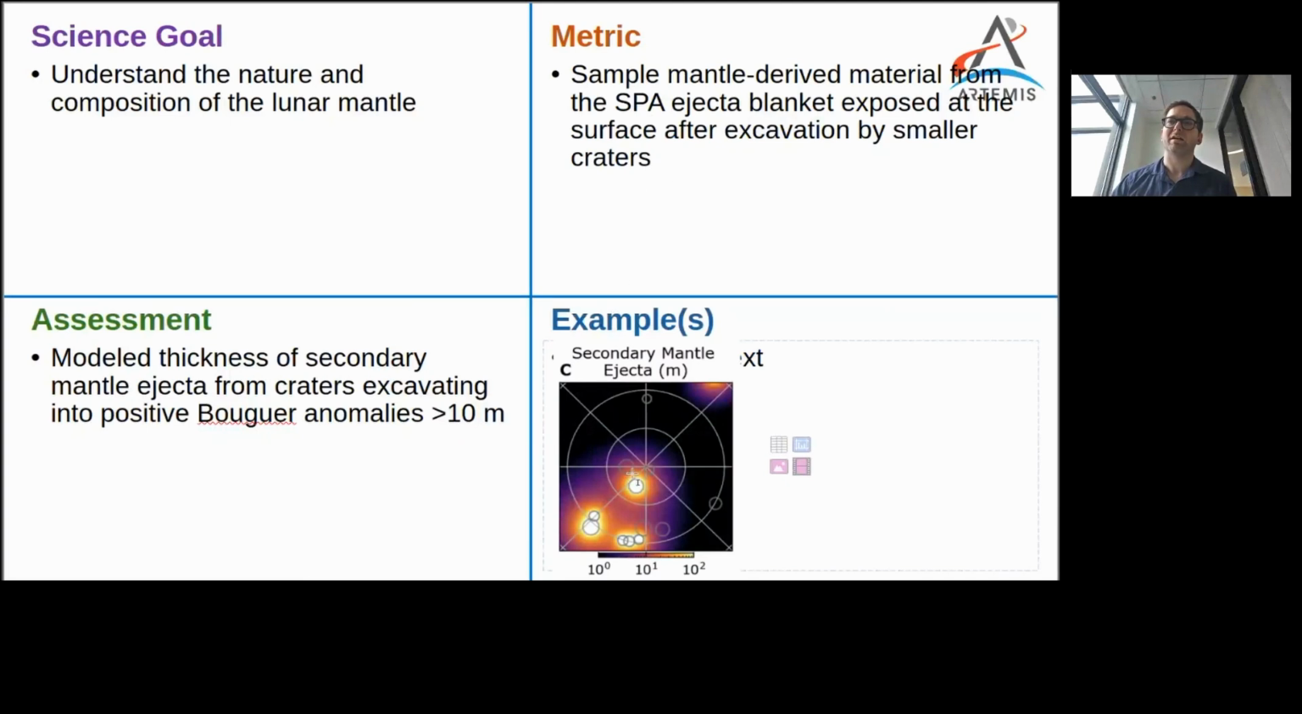So within that map of these regions where you expect this high density material, you can have craters that can excavate this material, and you'd want to sample the ejecta blankets of those craters to try to obtain this material that would have been excavated from these craters and that could contain this high density mantle material.